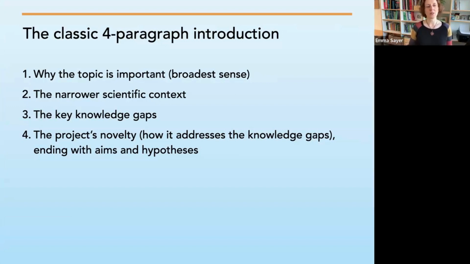That's the starting point. Then we narrow down to the specific scientific context that the study is going to look at.